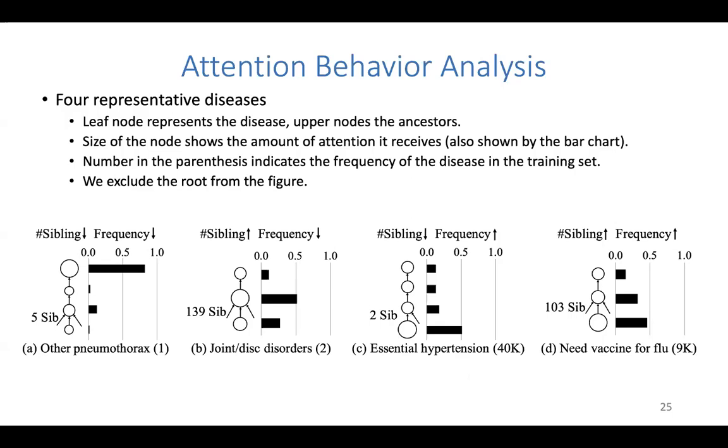So that is why I'm saying it is self-sufficient, and that is why most of the attention weights are pouring towards this guy. Compared to that, need vaccine for flu. This is occurring 9,000 times in the training set. So it is more or less pretty frequent, right? 9,000 times in the training set, but conversely, it has a lot of siblings. It has 103 different siblings.